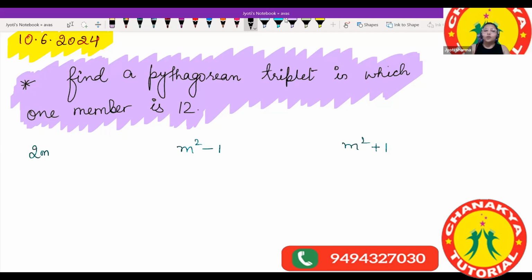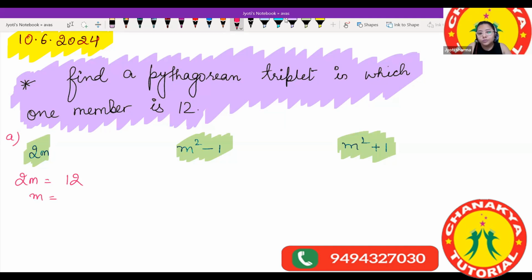Yeah, we are doing it. I told you that we have three ways by which we can find our Pythagorean triplet. Now you can pick any one of them. Let's say I start with 2m. 2m is equal to 12, right? So m is equal to 12 divided by 2.